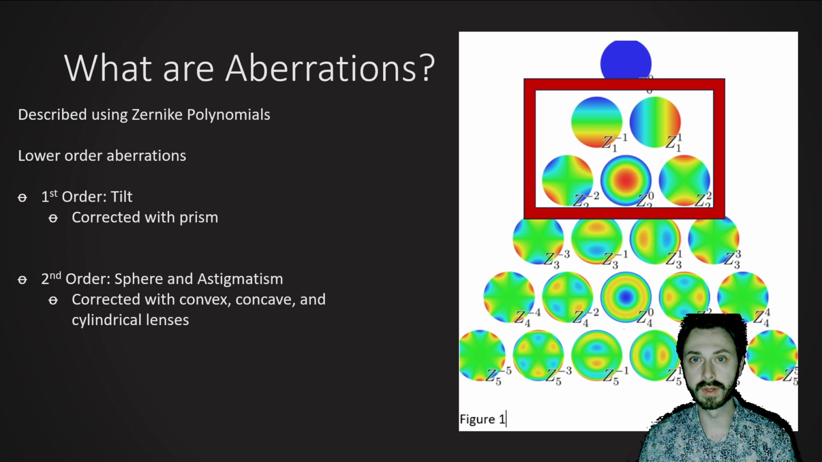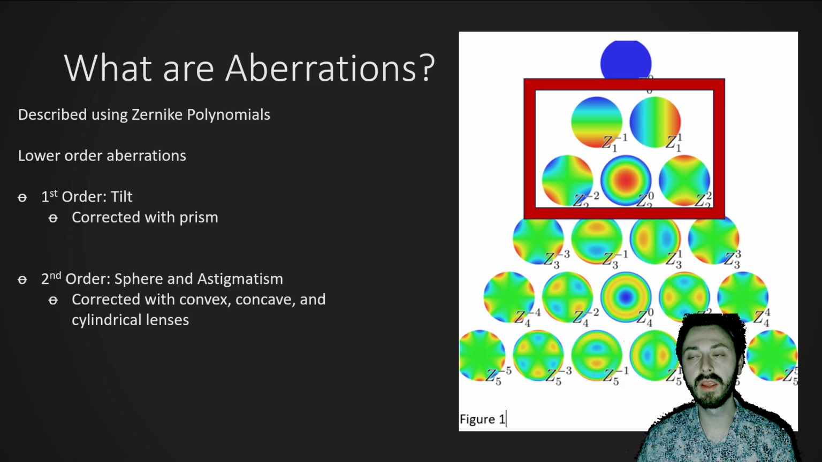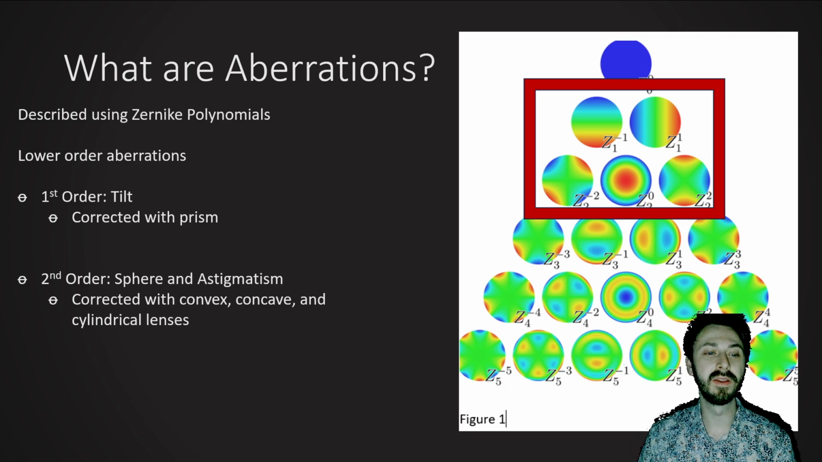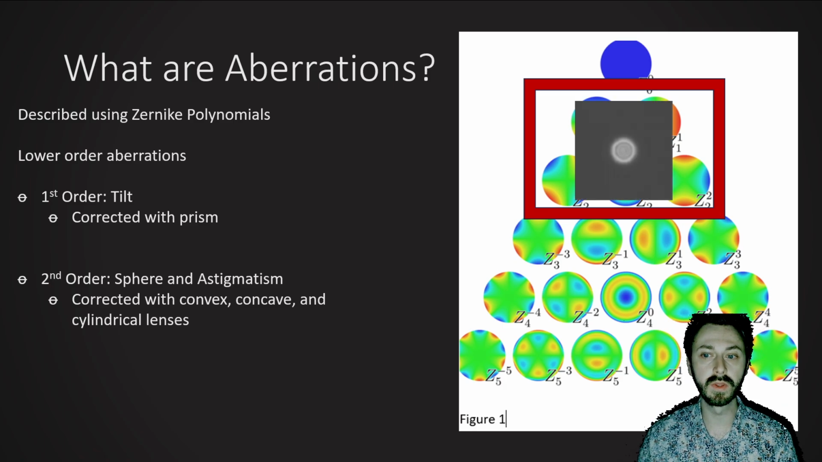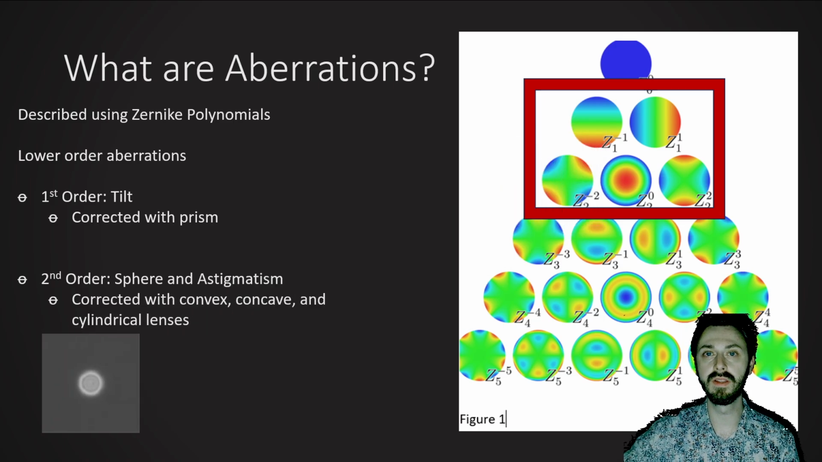The second order aberrations are called sphere and astigmatism. These are typically corrected with convex, concave, or cylindrical lenses, the same lenses that we put into our glasses and our contact lenses. And if you look at the point spread functions, it sort of makes sense how these work. So starting with spherical aberration, or sphere, you'll see that point of light has spread out into rings of defocus. This is what our lenses aim to focus for the retina.